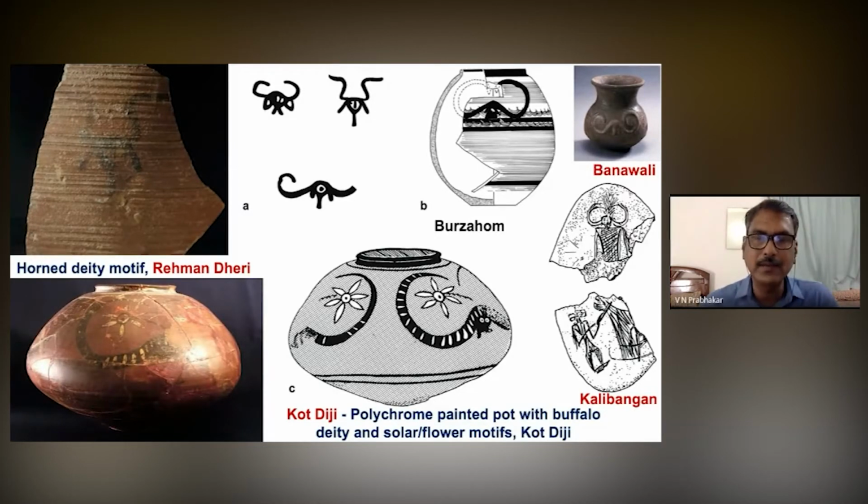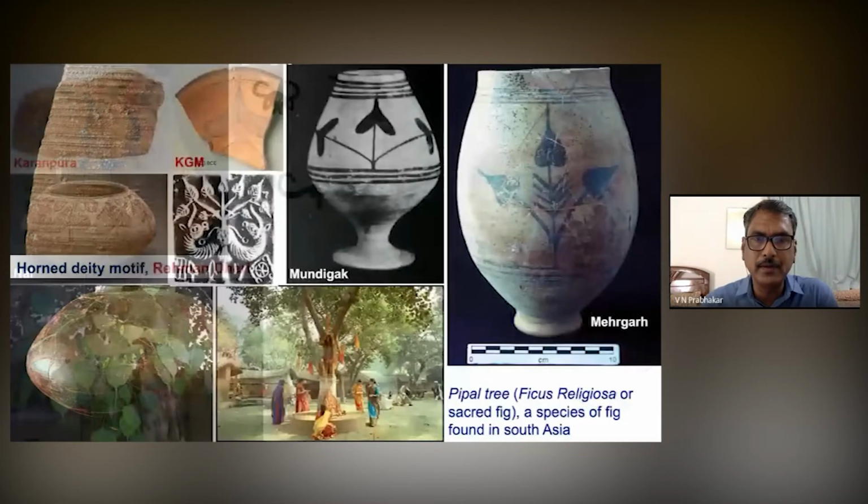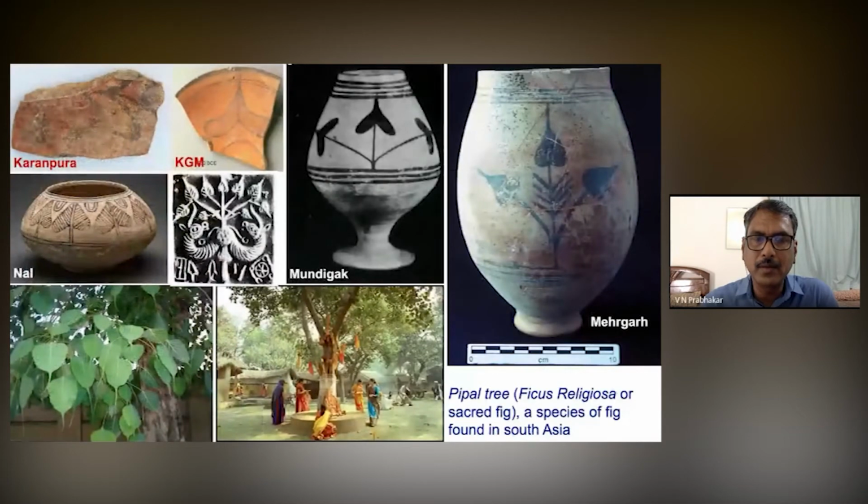Along with this, we have certain ideological features in the form of this horned headgear motif, which appears in the Kordiji levels around the 4th millennium BCE, at the end of the 4th millennium, beginning of the 3rd millennium BCE, and which is found far and wide. It's not only restricted to the Sindh area. Kordiji is in the Sindh area, Rehman Dheri is in western Pakistan, Burzahom is in Kashmir, Banawali is in Haryana, and Kalibanga is in Rajasthan. It's a huge area. The same sort of horned headgear motif we are seeing everywhere. So it's a clear indication of some ideological feature and a common belief system.